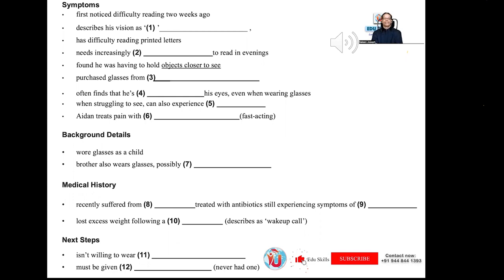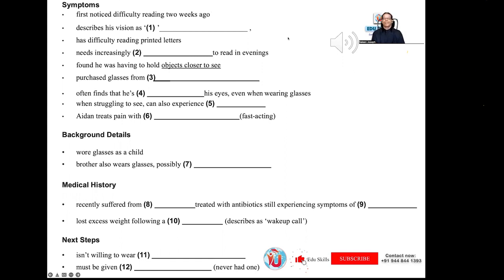And often finds that he is dash his eyes. Doing something with eyes, right? He is dash his eyes means some action of the eyes. Was there any word which was an action of eyes? You remember? Okay. And when struggling to see, you can also experience something. Experience what? Headache. Yeah, headache.